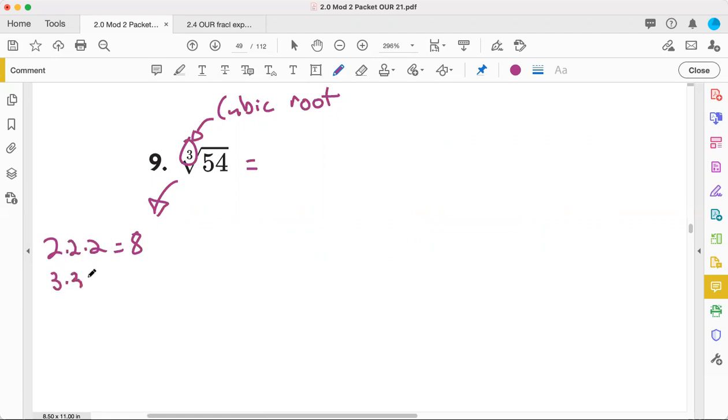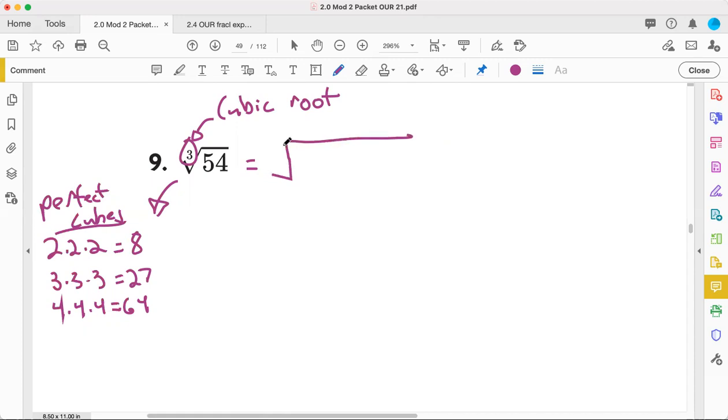Another version of a perfect cube would be 3 times 3 times 3, which is 27. Also 4 times 4 times 4, which is 64. So these are other examples of perfect cubes. And we're going to try and aim for something like that in here because we're taking a cubic root. Let's see. 27 is a little bit too high, maybe, but let's try it.